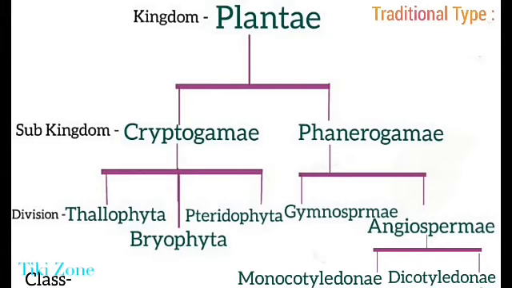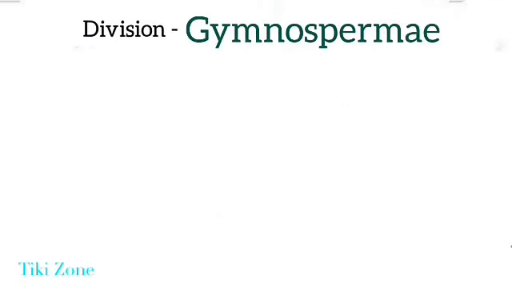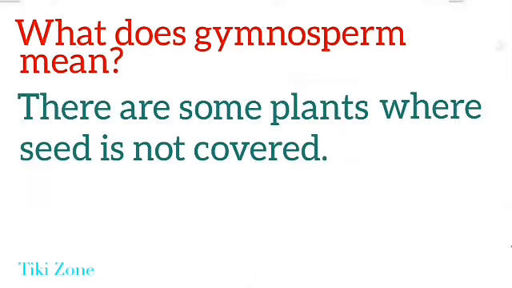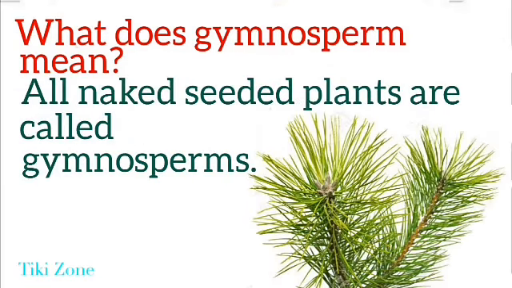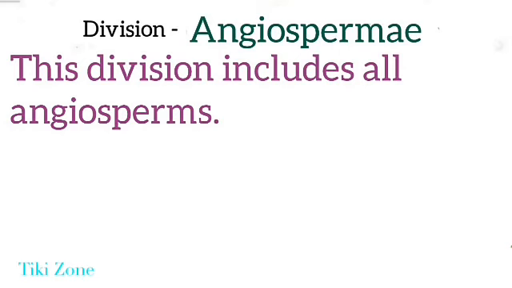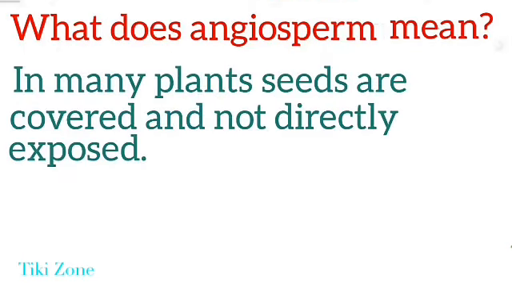Next, let us discuss subkingdom Phanerogame, which is divided into two divisions, Gymnosperm and Angiosperm. Division Gymnosperm includes all gymnosperms. What does gymnosperm mean? Some plants where the seed is not covered, that means naked-seeded plants, are called gymnosperms. Next division is Angiospermae. Angiospermae includes all angiosperms. What does angiosperm mean? In many plants, seeds are covered and not directly exposed to the environment. These covered-seeded plants are called angiosperms.